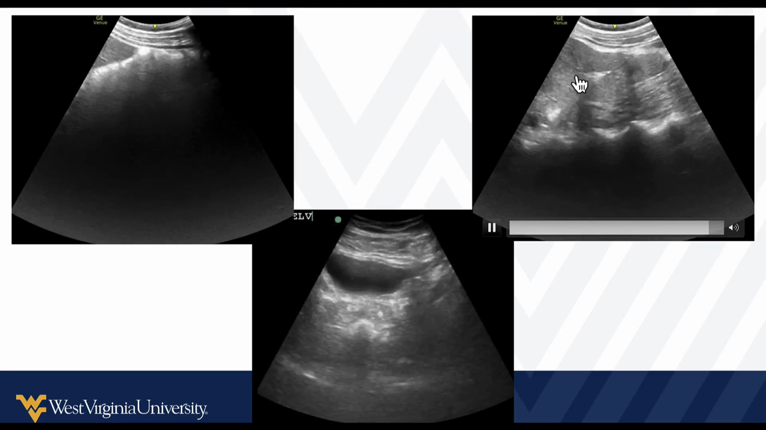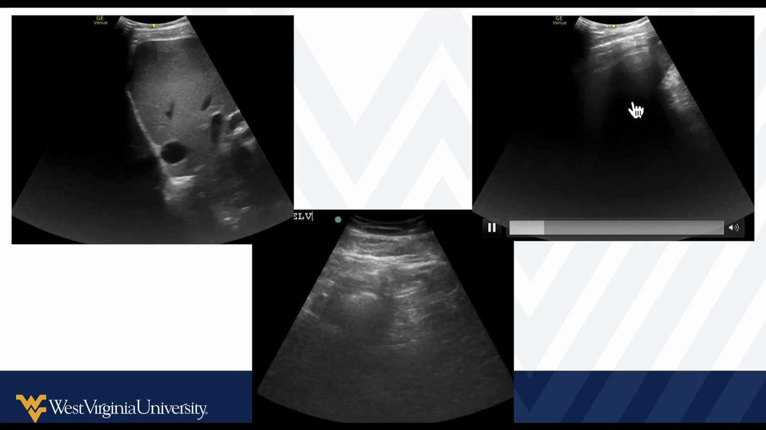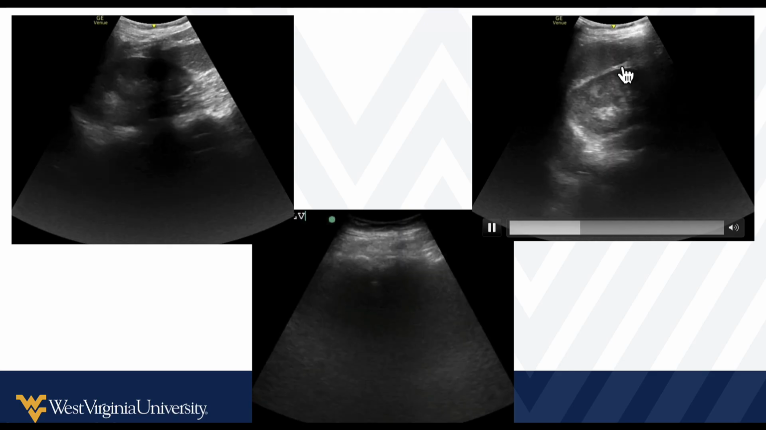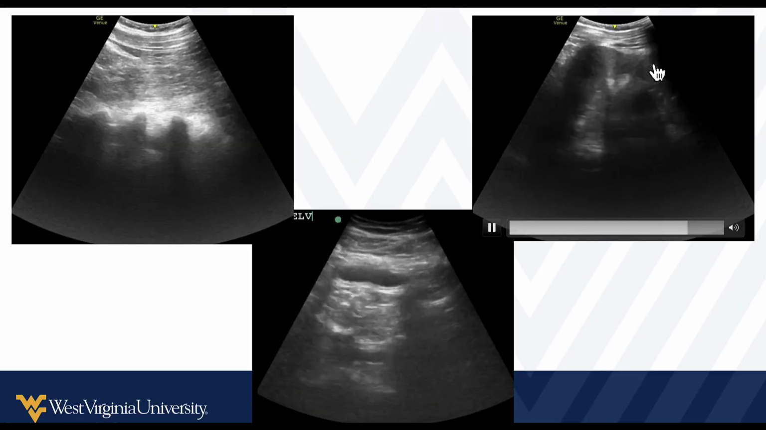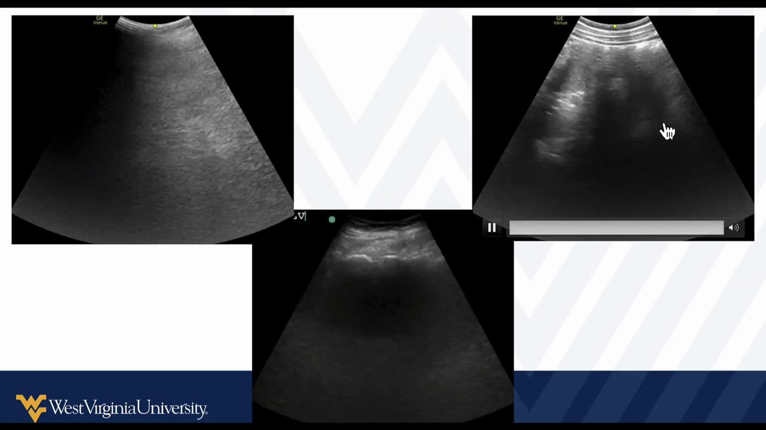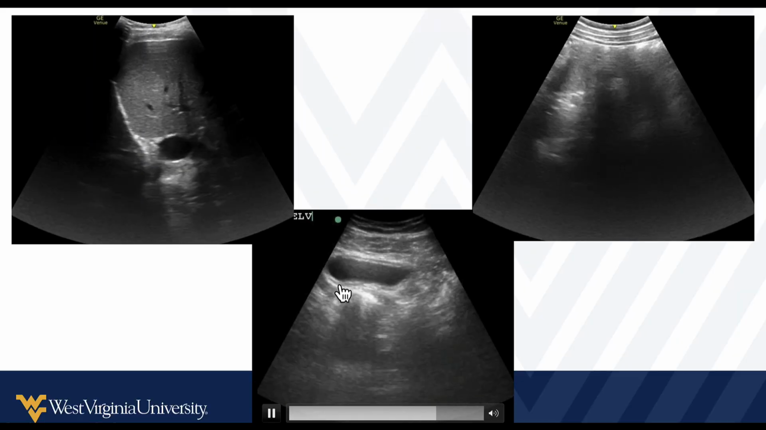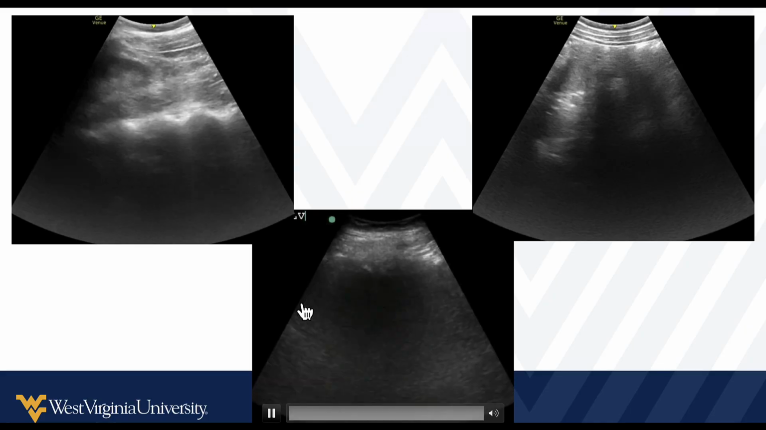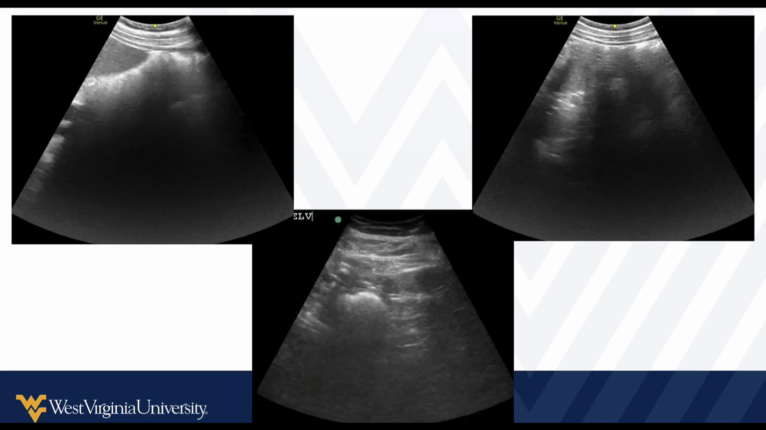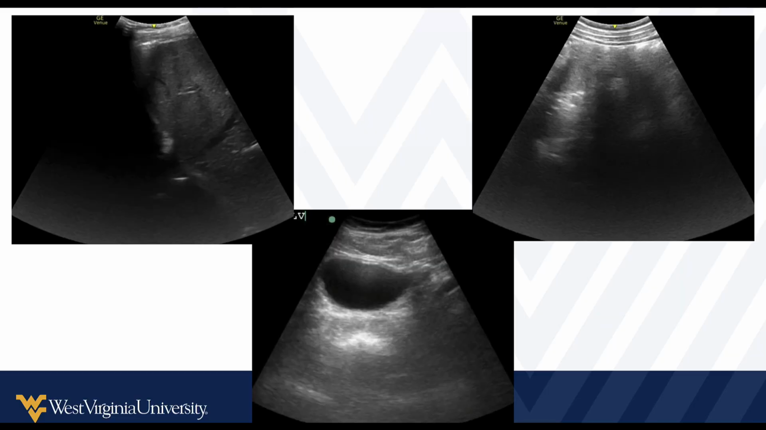Similar on the left side, we see no blood in the chest, no blood around the spleen. As we get down a little further into the pericolic gutter, there's no blood here. We do see some stool, but no blood. And in the pelvis, we see nothing around the bladder. We don't identify the uterus here. You should attempt it. Sometimes you're not going to see it, but you should always attempt to see it. But we see no fluid in the pelvis here. So this looks pretty normal.